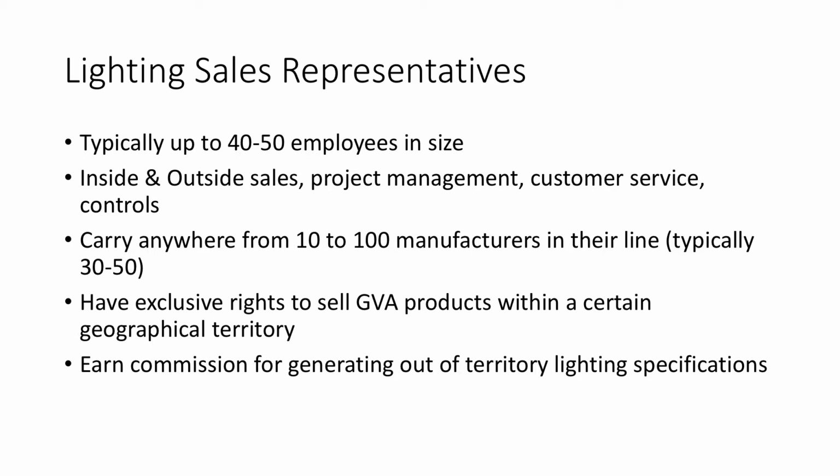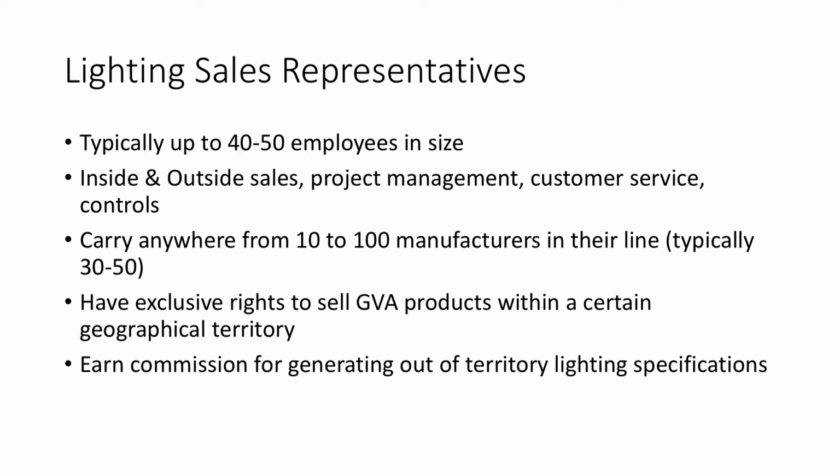Typically, once a lighting rep agency reaches a certain size, for example 10 or 20, there's a division of labor. There's inside and outside sales, just like us over here, and there's project management, customer service, and controls. They can carry anywhere from 10 manufacturers up to 100 manufacturers. Typically, a large, reputable rep agency can carry 30 to 50 manufacturers.